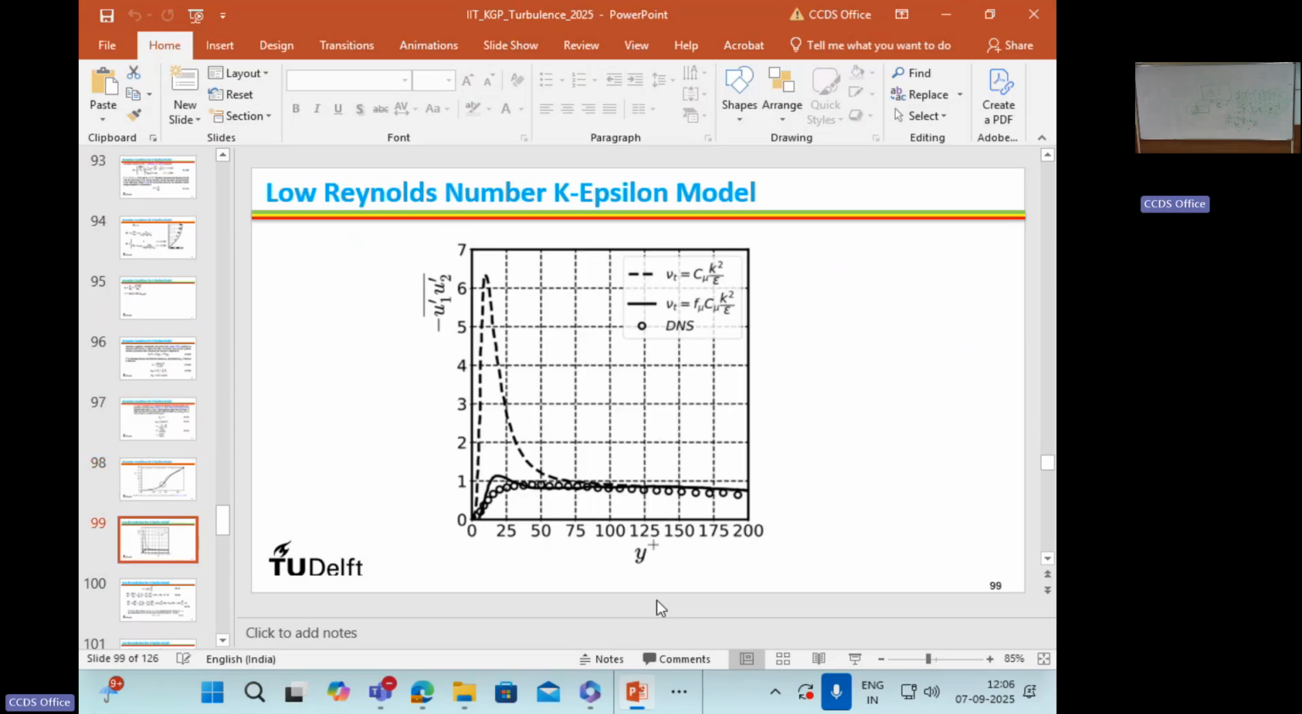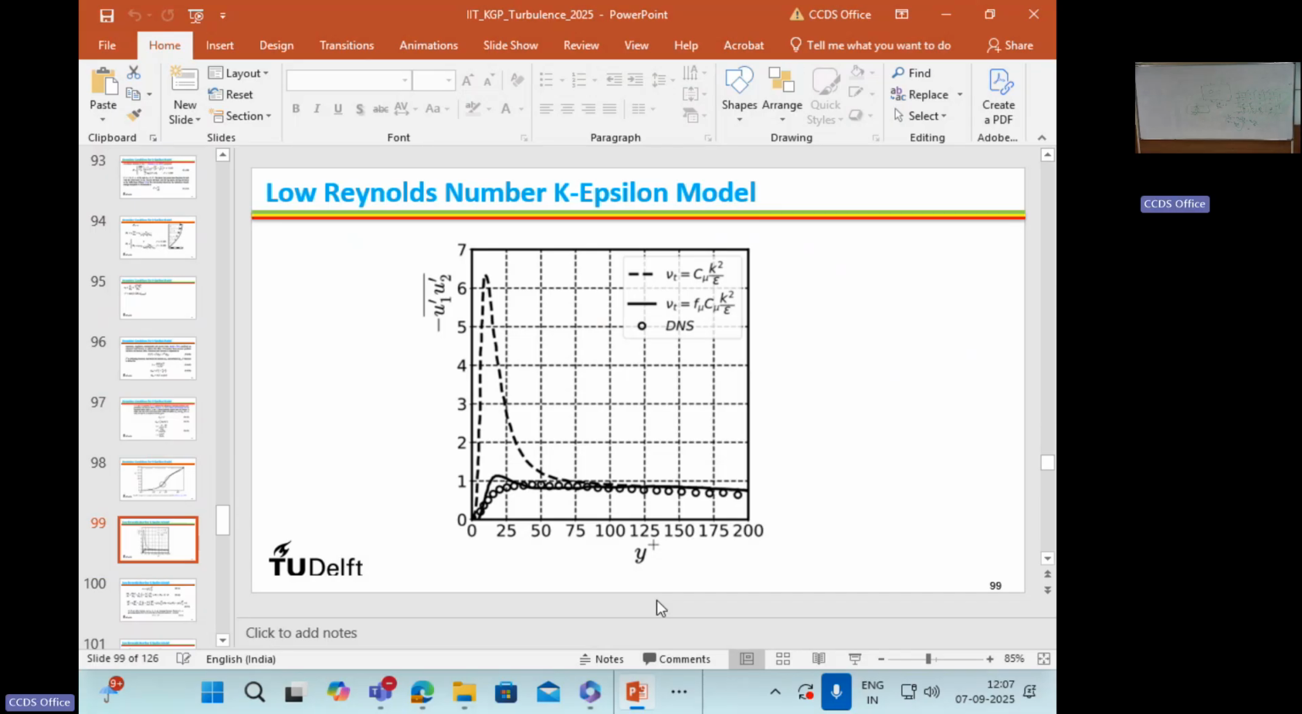Now let's come to the low Reynolds number model, right? What did I tell you about the high Reynolds number model? In the high Reynolds number model, the flow variable is not solved up to the last grid point. It is solved here, here, here, right? It is not solved here. But it is algebraically calculated here based upon the wall function. But often that is not a correct approach, right?